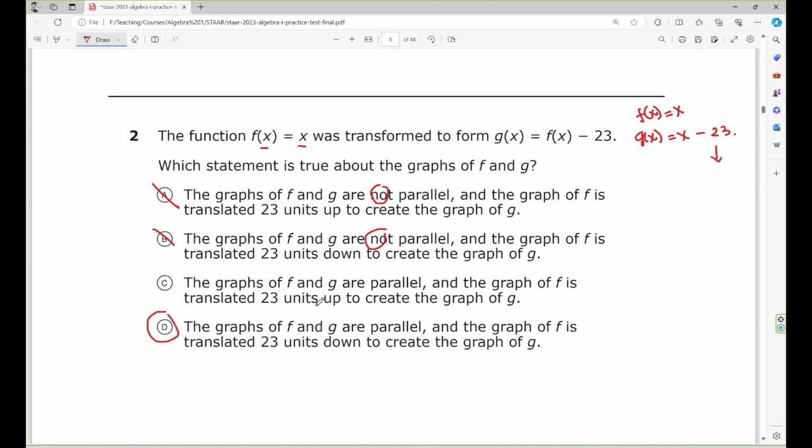This is 23 units up, that's wrong, because this is subtraction. So the answer must be D.